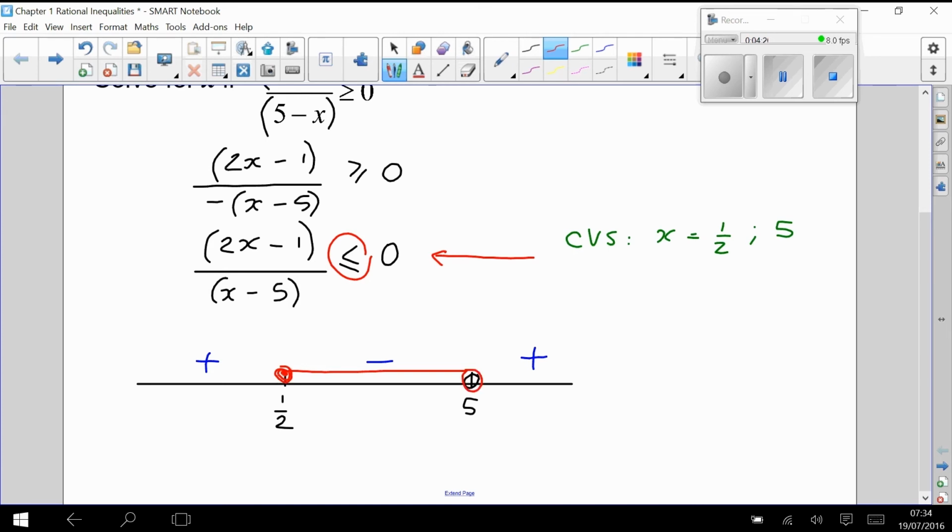And so finally, if I write this up using interval notation, the x values that I was allowed to use belonged to the set that started and included 1/2 and went all the way up to 5, but excluded the critical value of 5.